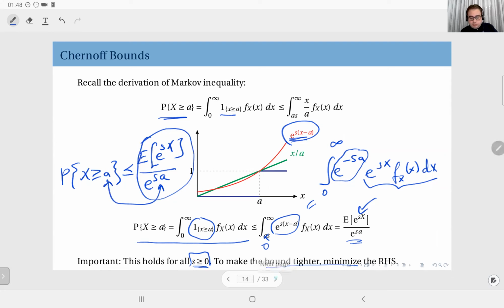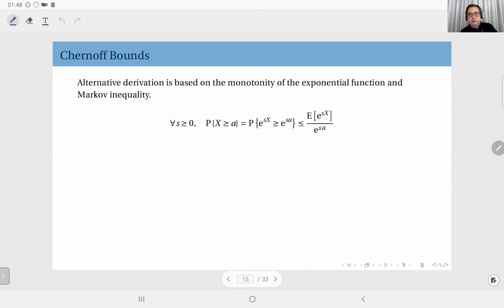Well, obviously, you just find an expression here and differentiate it with respect to s, equate it to 0, and solve it for s greater than or equal to 0, and then you find the s value that minimizes that expression. Okay, so this is the expression of Chernoff bounds. But here I give an alternative derivation.